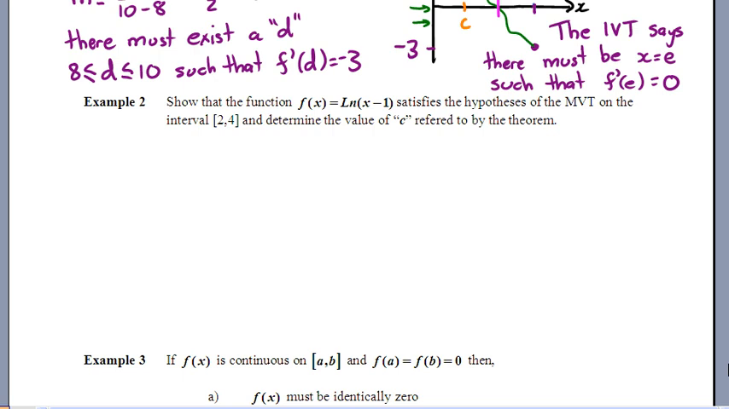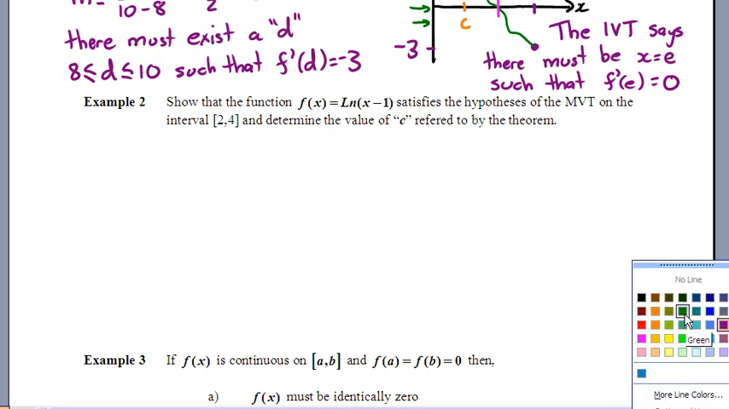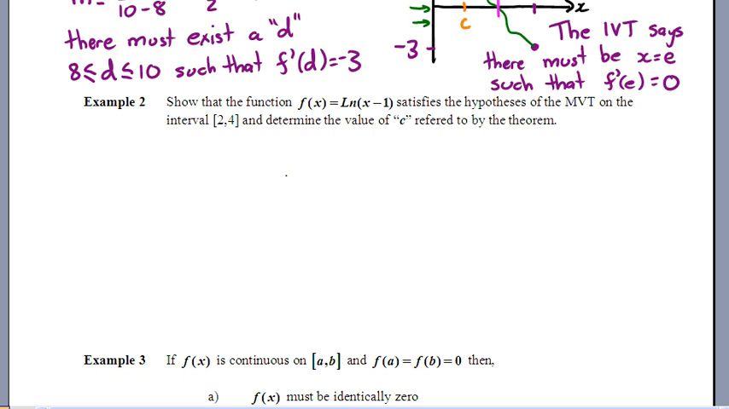Number 2, show that the function ln of x minus 1 satisfies the hypothesis, the preamble of the mean value theorem from 2 to 4, and then determine the value of c that's referred to by the theorem. Okay, well, let's take a look here. If that's the function, then the derivative would be 1 over x minus 1. All right, that derivative needs to be working for us from 2 to 4. Now, this has an issue at x equal to 1. Oh, no, we're nowhere near 1. We're going to work from 2 to 4, so we're totally okay.